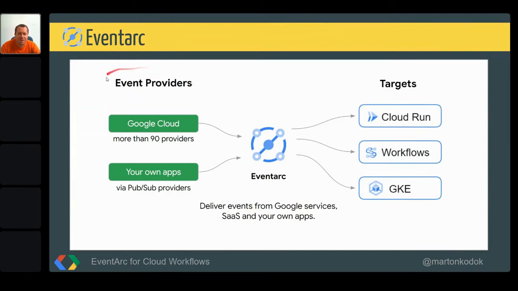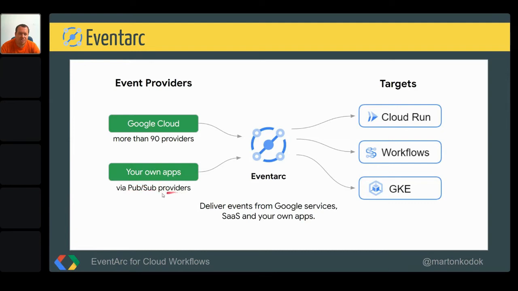And for Eventarc, we have providers and we have targets. For providers, there is Google Cloud with more than 90 providers, but this is growing as we speak because they enabled Eventarc for, I think, all of the products now. You could have your own apps. And some of these work together with Pub/Sub providers.